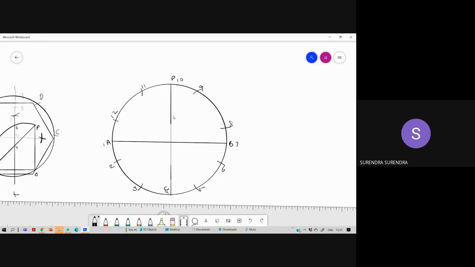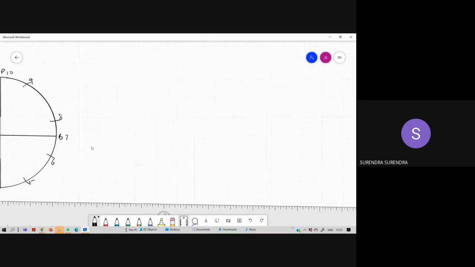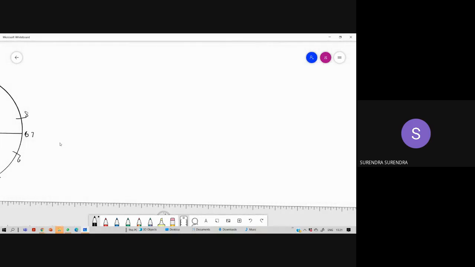So name this problem as 5A. Next, 5B. Dividing a circle into 8 divisions.